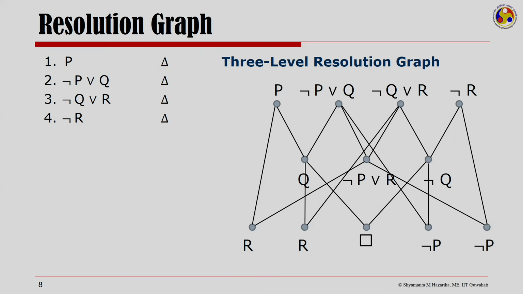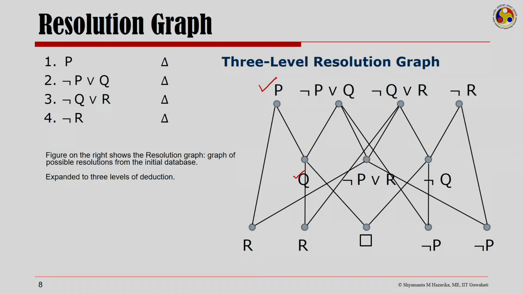And on the right of your screen is the resolution graph that I could generate by resolving clauses in delta. So, here are my clauses from delta. I could resolve between P and not P or Q to get Q. I could resolve not P or Q and not Q or R to give me not P or R, and so on and so forth. So, here is a resolution graph up to the third level, that is, I have expanded to 3 levels of deduction.